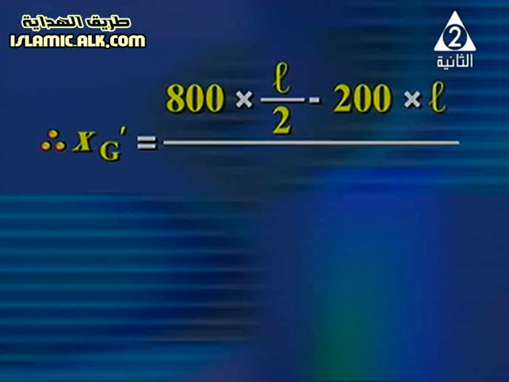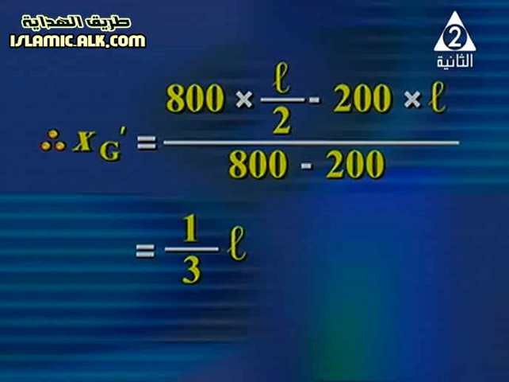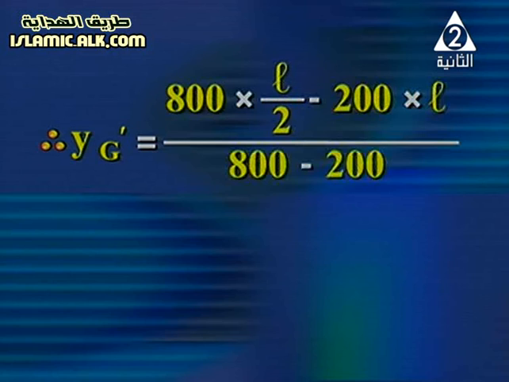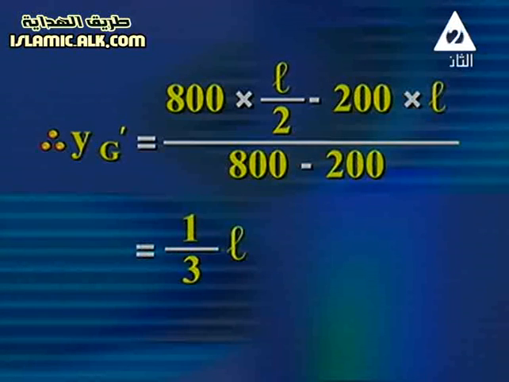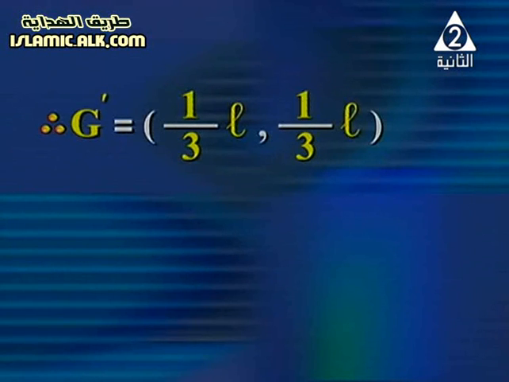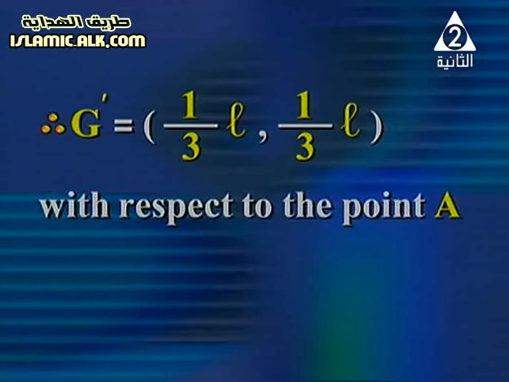By using the rule, we find xg dash equals 800 times L over 2 minus 200 times L over 800 minus 200, which equals a third L. Also yg dash, by the same method, equals 800 times L over 2 minus 200 times L over 800 minus 200, which equals a third L. Then we find g dash: x equals a third L, y equals a third L, with respect to the point A.